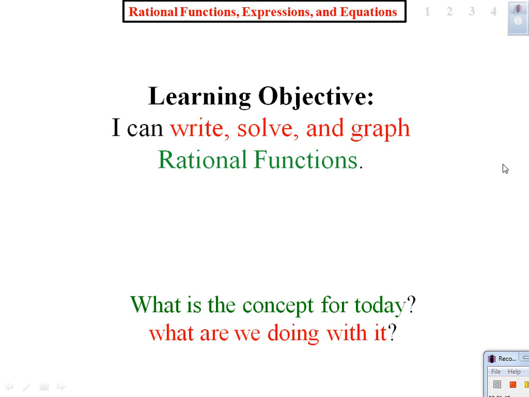And our objective, we're still on the same objective. Our objective for today: I can write, solve, and graph rational functions. Okay? So, do we need a review of rational functions? No, you already know what the definition is, yes? So you know the definition for rational functions?